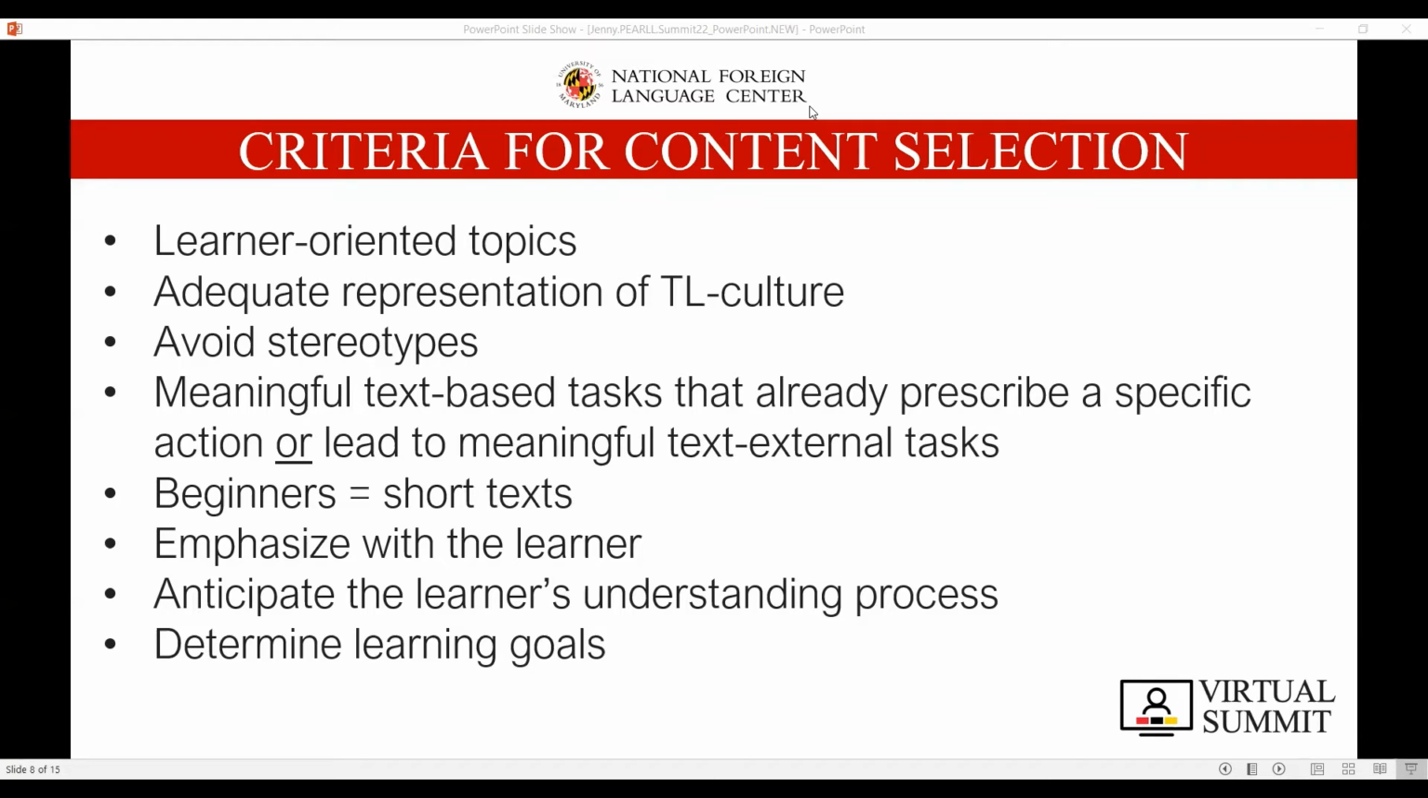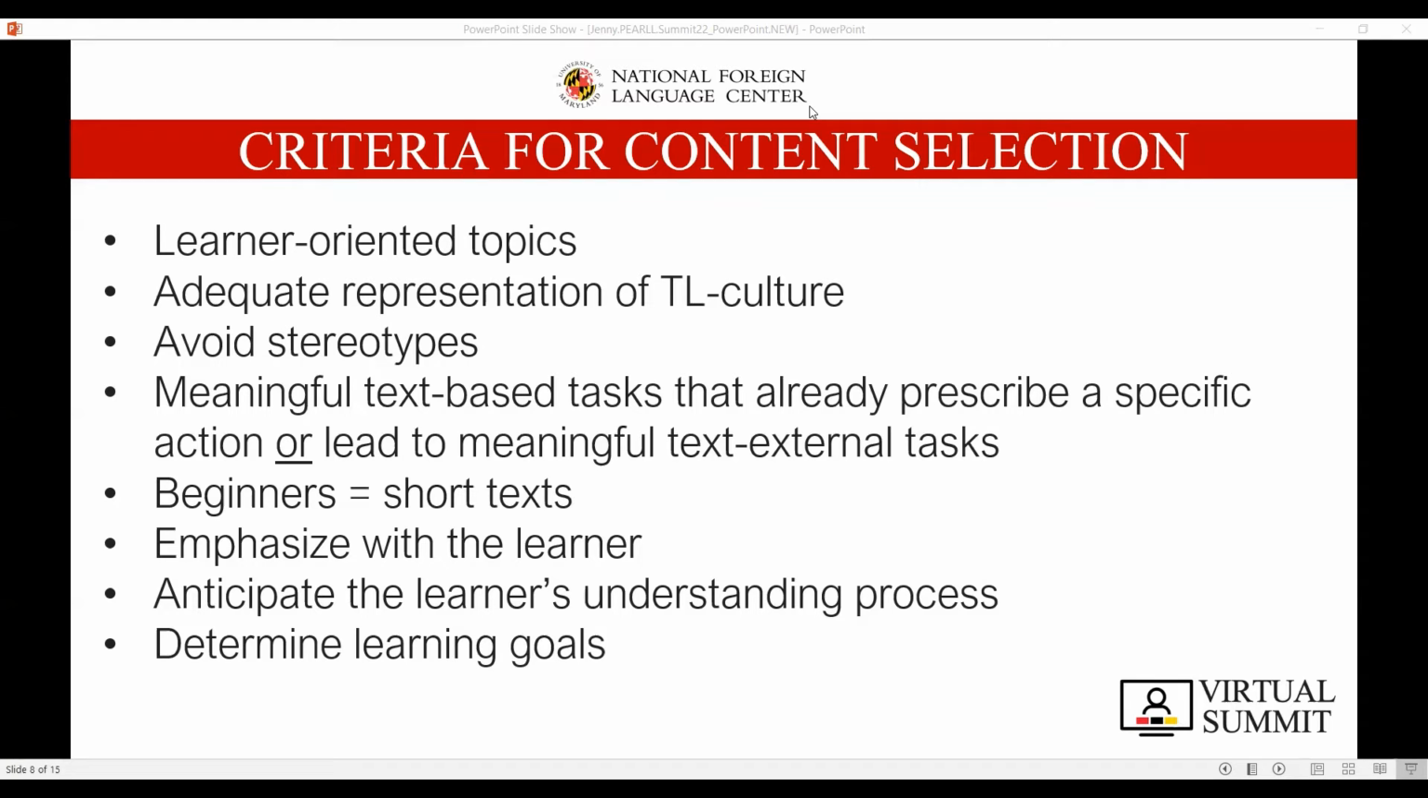When selecting authentic content specifically for beginners, it can be helpful to imagine the following scenario. You finished a crash course in the target language and you move to the country where the language is spoken. What day-to-day conversations do you expect to encounter? What written text might you come across and need to understand? What would you find most interesting as a newbie in the country? And what are the cultural differences between the target language culture and your native culture?